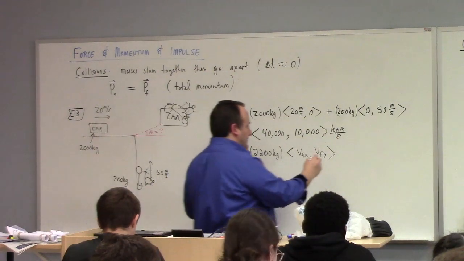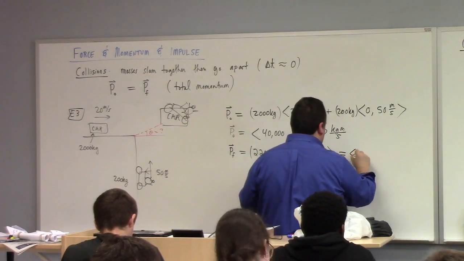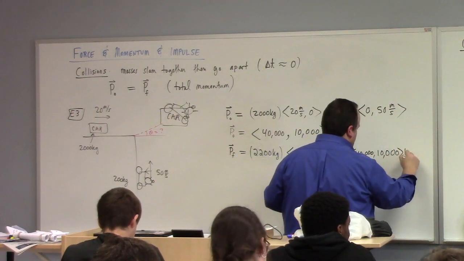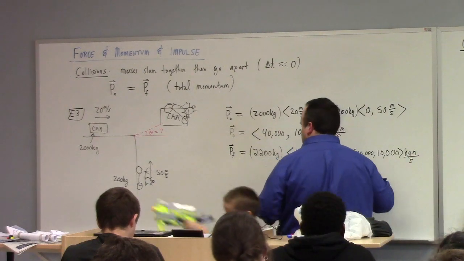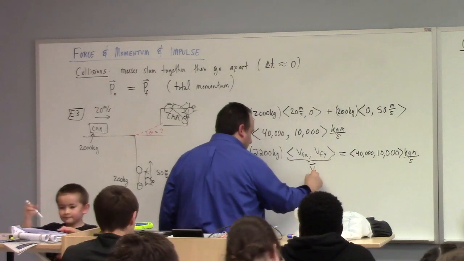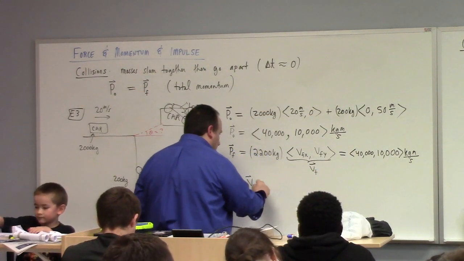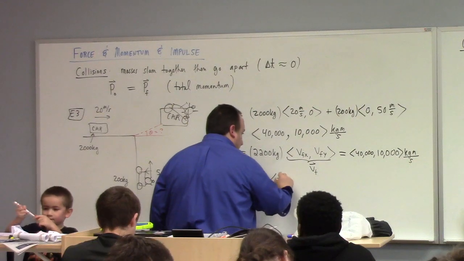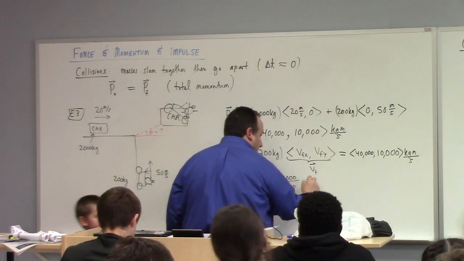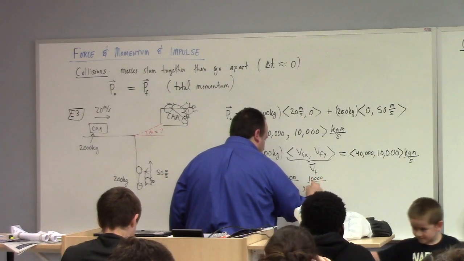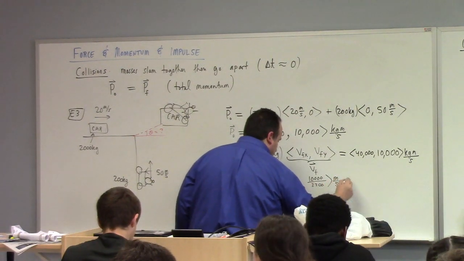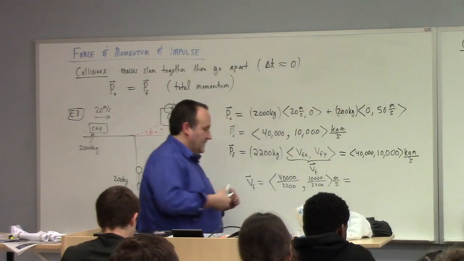So this, by conservation of momentum, is equal to 40,000, 10,000 kilogram meters per second, and solve for the velocity. This is the final velocity. So the final velocity is equal to 40,000 divided by 2,200, comma, 10,000 divided by 2,200, and we get meters per second for units. So what does that work out to? Well, find out in a second here.